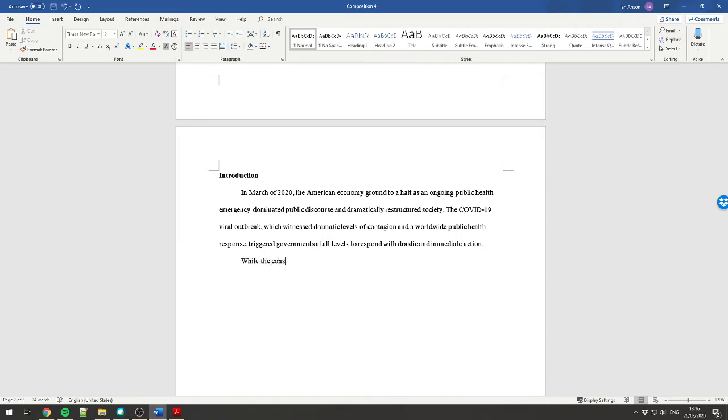While the consequences of the COVID-19 viral outbreak are still not yet fully known, I mean, we know that it's really bad. Oh, by the way, I've really kind of forgotten to discuss the fact that this is extremely deadly, right? That's probably something that could go in my introduction.